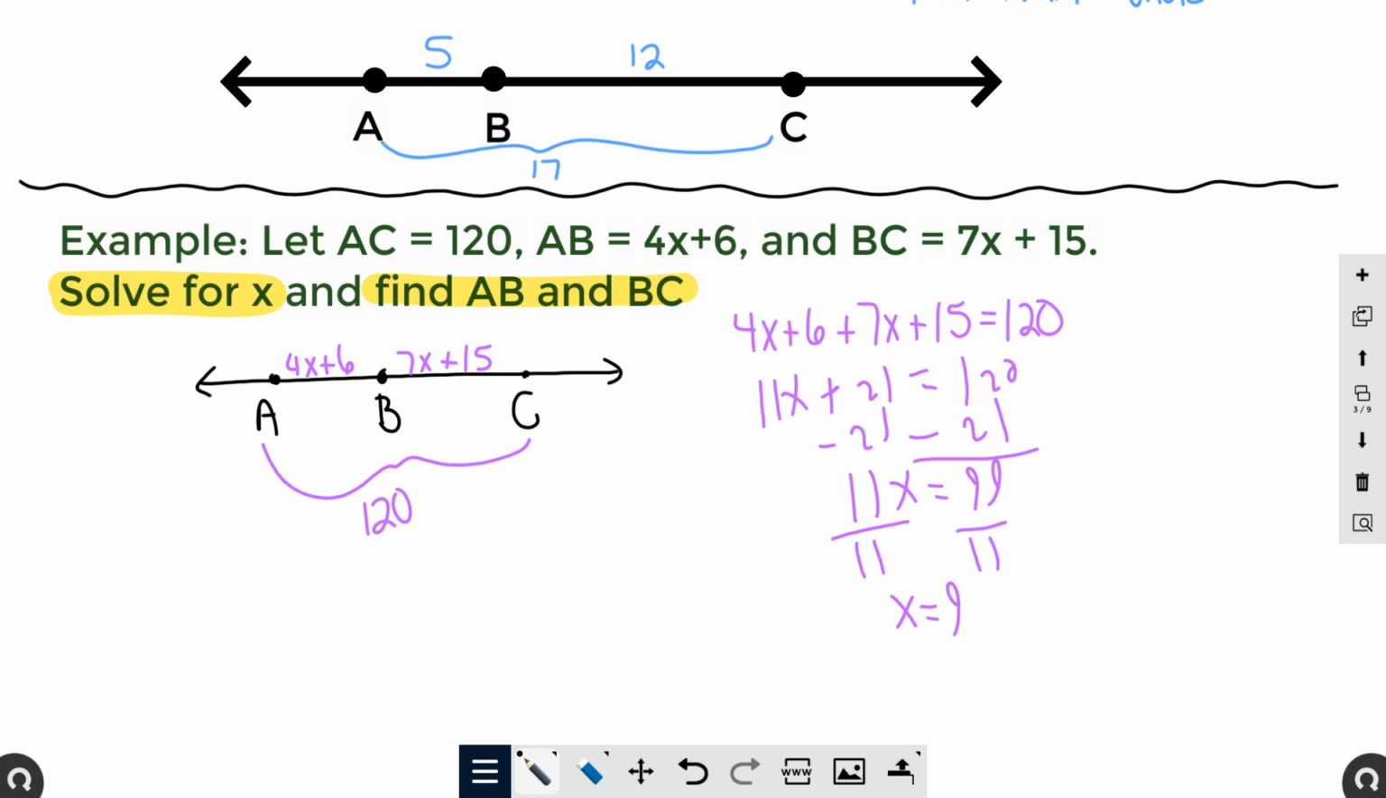Plug in x. So if x is 9, we would have 4 times 9 plus 6. So grab those handy dandy calculators. Do 4 times 9 plus 6 just to make sure we got the right numbers there. Or you can trust your mental math skills. Either way, I don't trust mine. And you get 42. Okay, so that means the length of this segment's 42. We're plugging into this one as well. 7 times 9 plus 15.